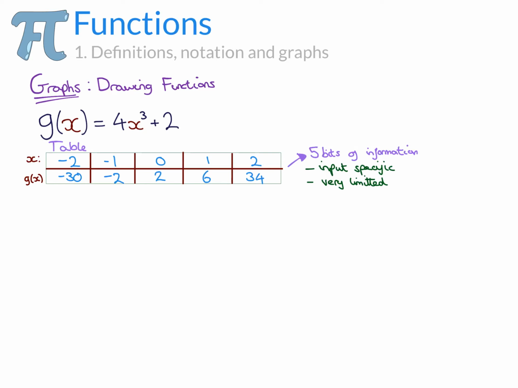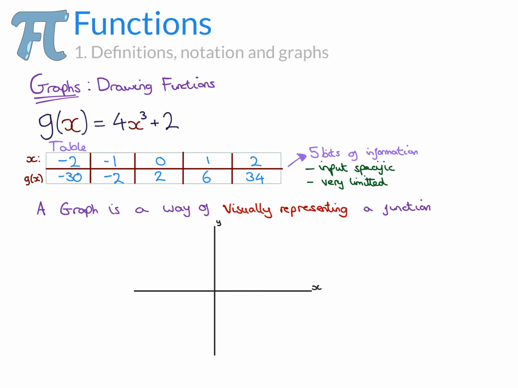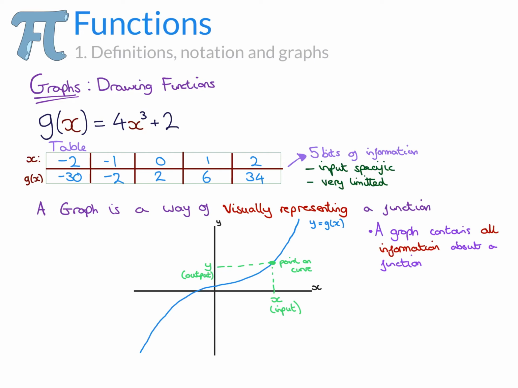This is where the graph comes in. The aim of the graph is to visually represent all the information about a function. To do this, we make a set of xy axes and allow our function to fill up some space on this graph. Here is the graph of g of x. For every possible input, which is the x-coordinate, there is an output, the y-coordinate, and a graph shows this relationship between the two visually. Unlike the table, once we draw the perfect graph, it contains all the information of the function. This curve is the function.